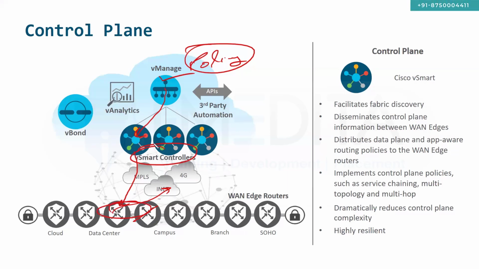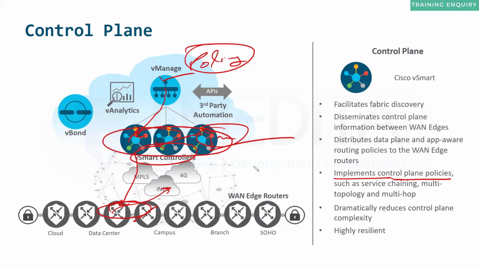But also the vSmart controllers will be responsible to implement control policies, right? Such as if you wanted to perform route filtering, or modify the topology, like if you have multiple options like full mesh topology between the WAN edge routers. I'm talking about the data plane connectivity between remote sites. So if you wanted to have full mesh or maybe partial mesh, that can be controlled, and you can perform path manipulation for best path selection.